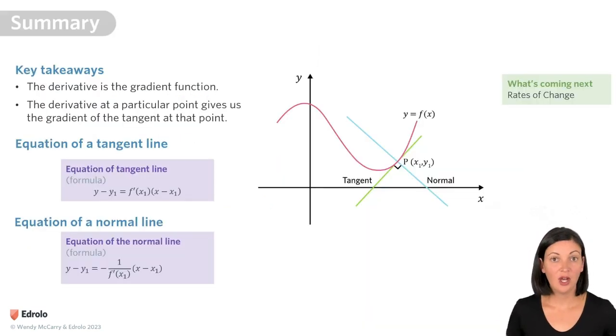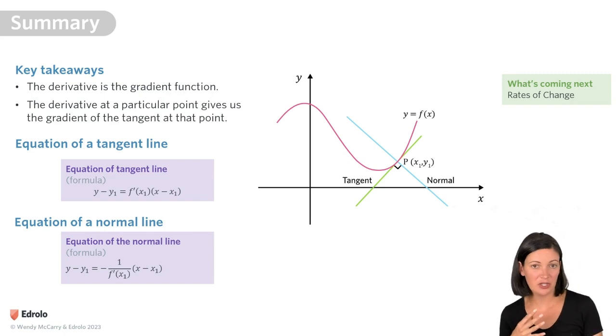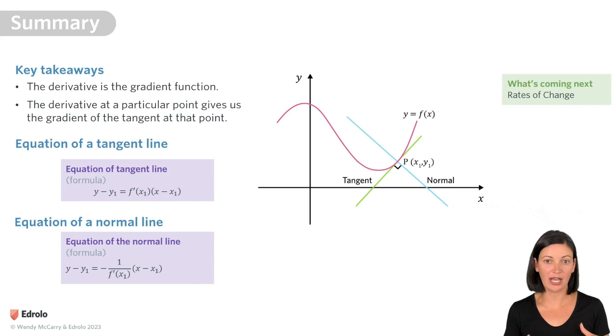Okay? Okay, so that wraps up our first lesson in our applications of differentiation unit. Remember that the derivative and the gradient function, those two things mean exactly the same thing, okay? So the derivative at a particular point gives us the gradient of a tangent at that point, and then you've got your two equations there, equation of a tangent line and equation of a normal line, okay?